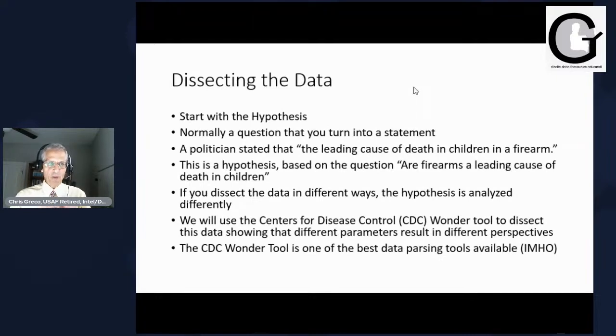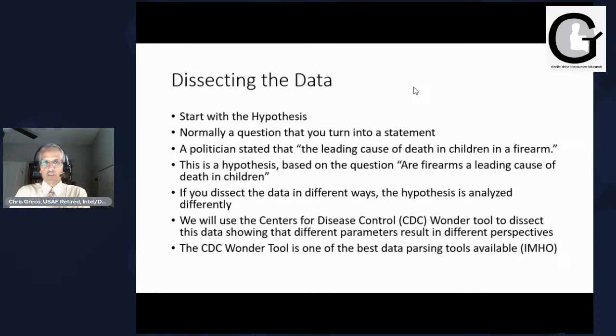In trying to figure out a project or data, whatever we want to talk about, we start with a hypothesis. Now, normally a hypothesis is a question that's turned into a statement. A politician stated that the leading cause of death in children is a firearm. Not in a firearm, is a firearm. The leading cause of death in children is a firearm. That's a quote. Now, this is a hypothesis. It's based on the question, are firearms a leading cause of death in children? So actually this is backwards, but basically the same thing.